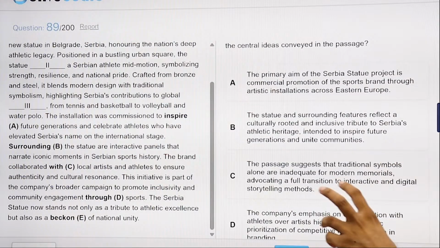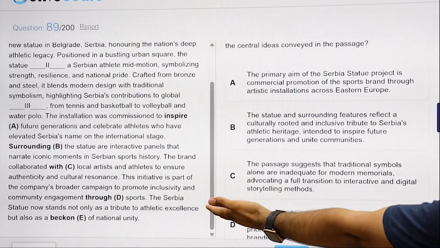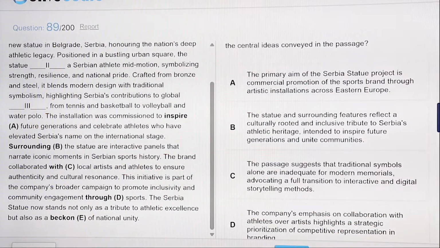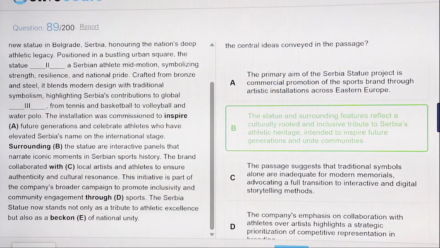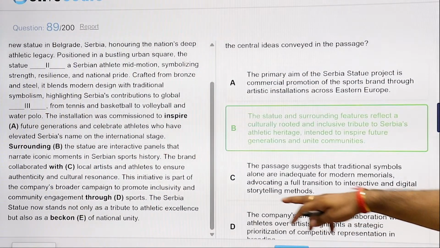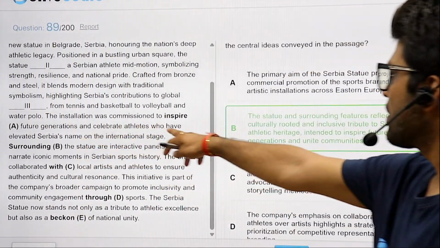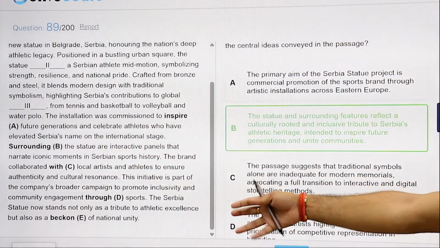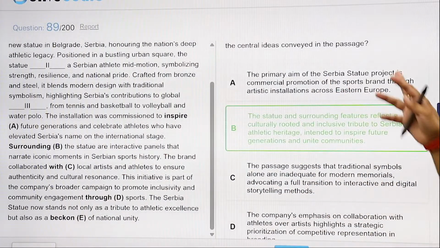Statue and surrounding features reflect a culturally rooted and inclusive tribute to the athletic heritage intended to inspire future generations and unite communities. Nothing can be better than this. Straight marked, encouraging, inspiring future generations, celebrating their legacy, excellence and such. Culture is there. Culture, they have mentioned it. Nothing commercial. Done.